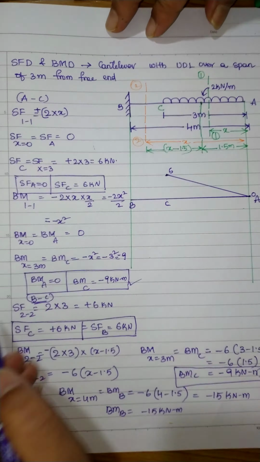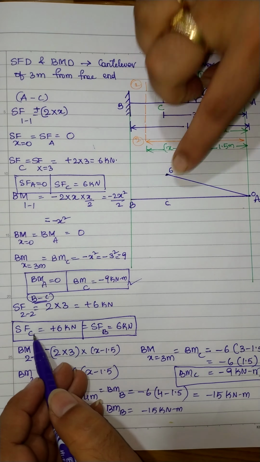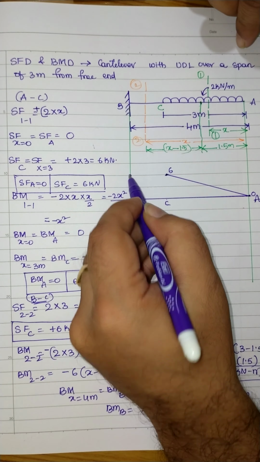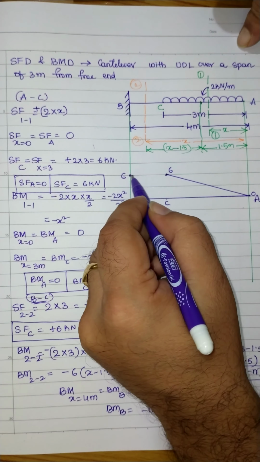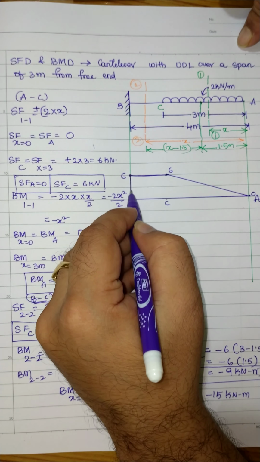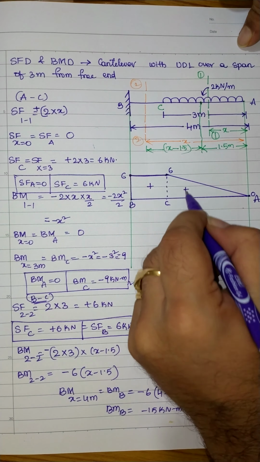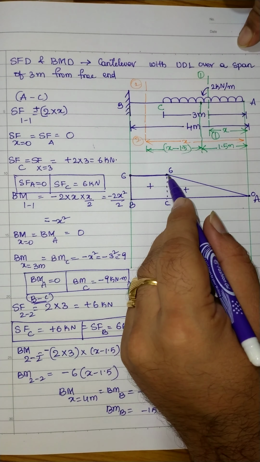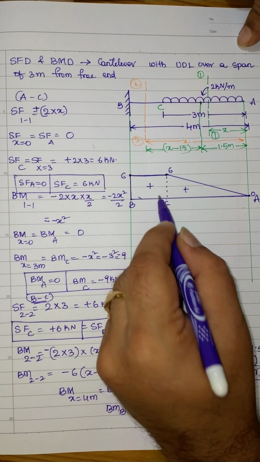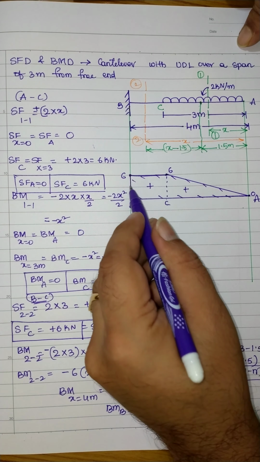Next, exactly at point B. Now let us go to the next section. Shear force at point C is already 6 kilonewton. Shear force at point B will be 6 kilonewton. The variation in between these two is a straight line again, and it will be parallel to the baseline. So this is positive, again this one is positive. The maximum shear force we got here is 6 kilonewton. So this is the shear force diagram which we have drawn.